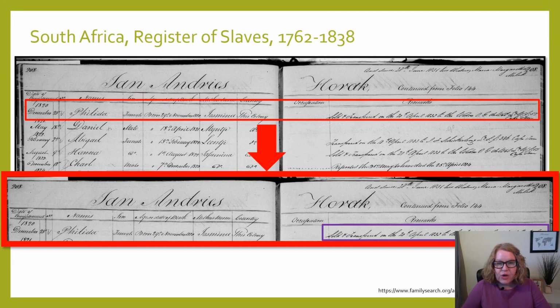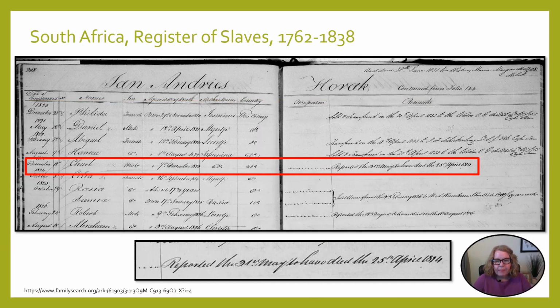What is interesting to note is in this remarks column, it says that she was sold and transferred on the 20th of April 1833. So we can work out there she was about 13 years old, and she was sold to the widow A.G. de Wet of Cape Town.